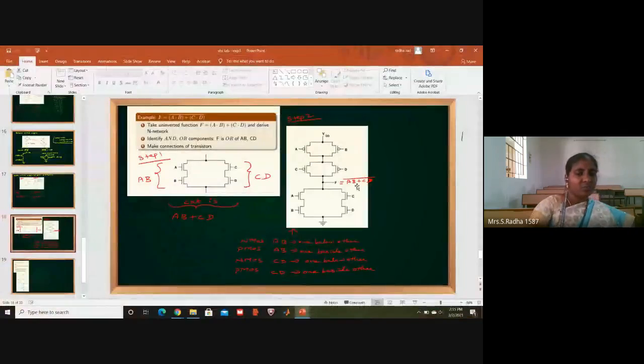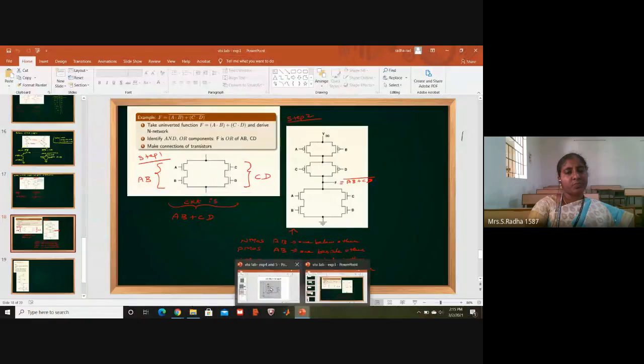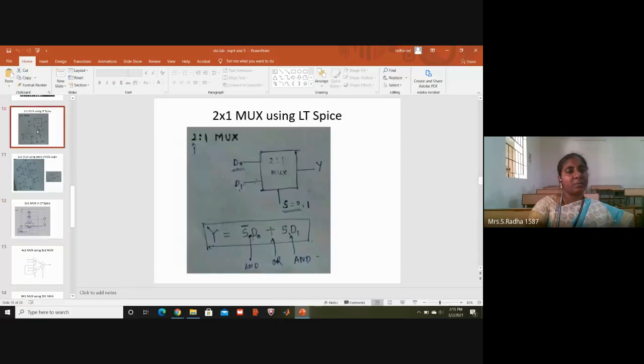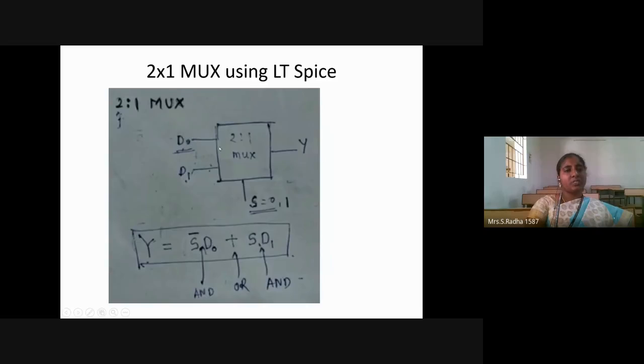This is an example. Now I am going to the 2 by 1 multiplexer. So two inputs D0, D1, one selection line is S. Output is nothing but when S equal to 0, D0 will come at the output. So D0 into S bar. S equal to 0 means S bar. And when S equal to 1, D1 will come at the output. So S into D1. This is the output equation for the 2 by 1 mux.